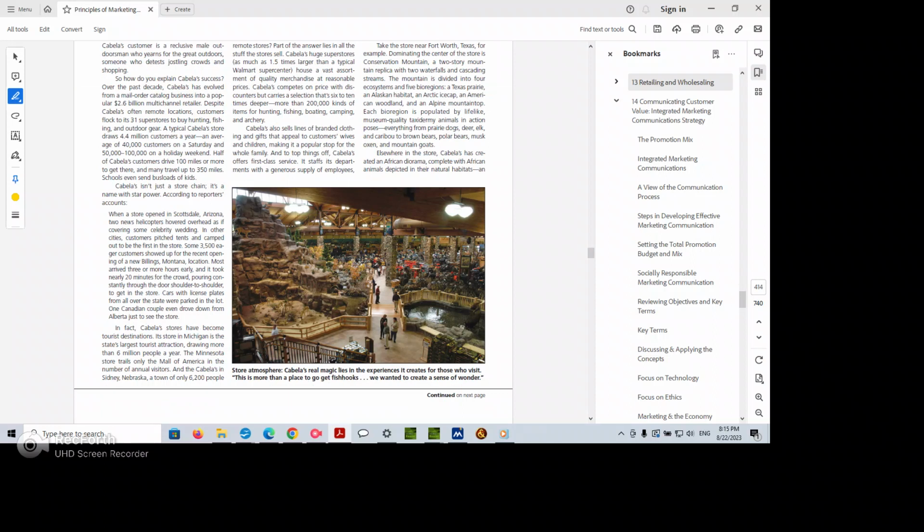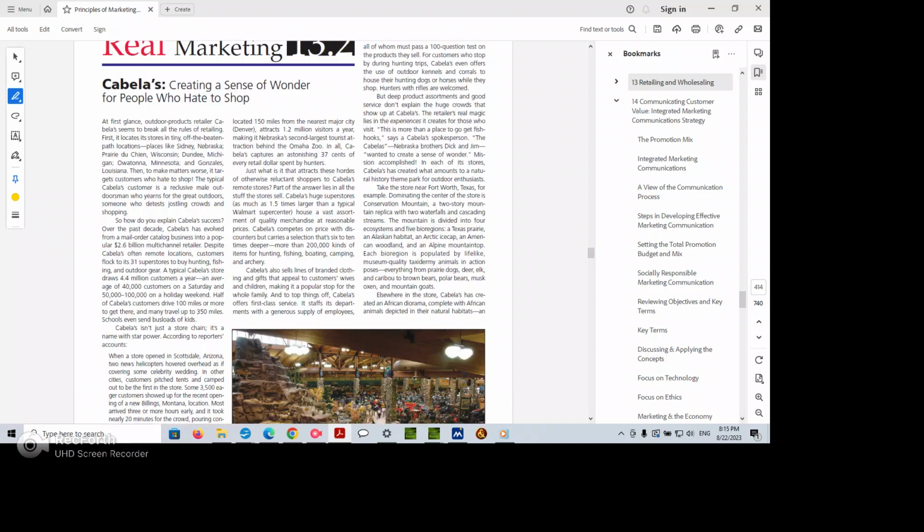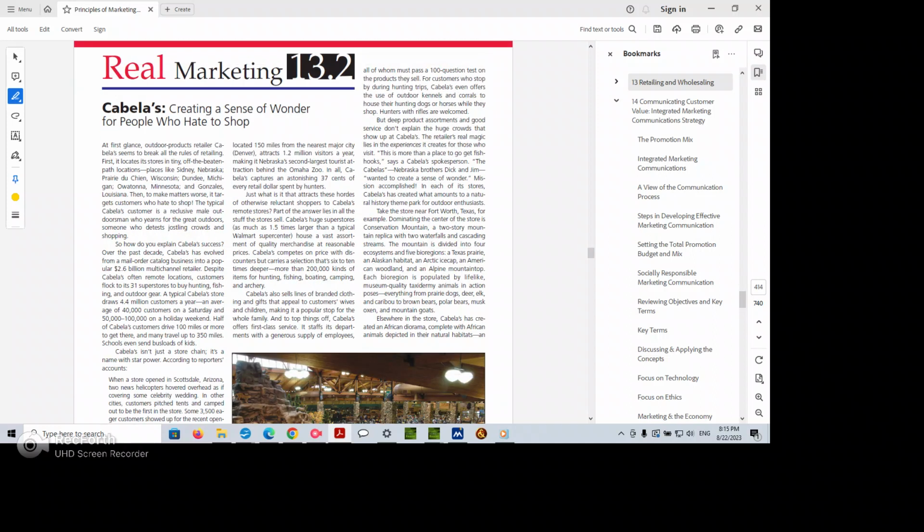The store atmosphere at Cabela's real magic lies in the experience it creates for those who visit. This is more than just a place to get fish hooks. We wanted to create some sense of wonder. That's basically what it is. You create a similar environment of what they're going to be in when they use the product, that's going to be on the highest and the most positive end.